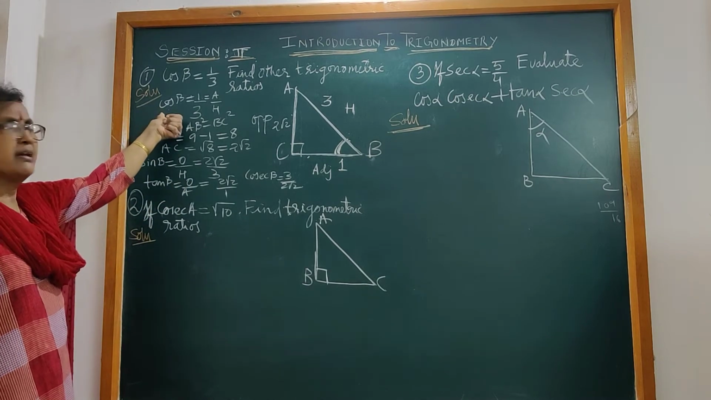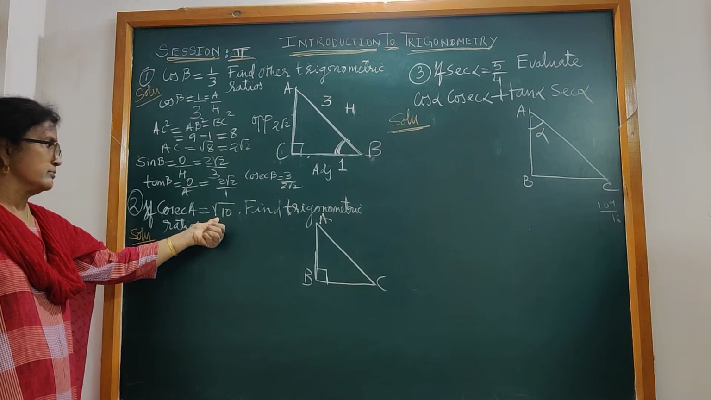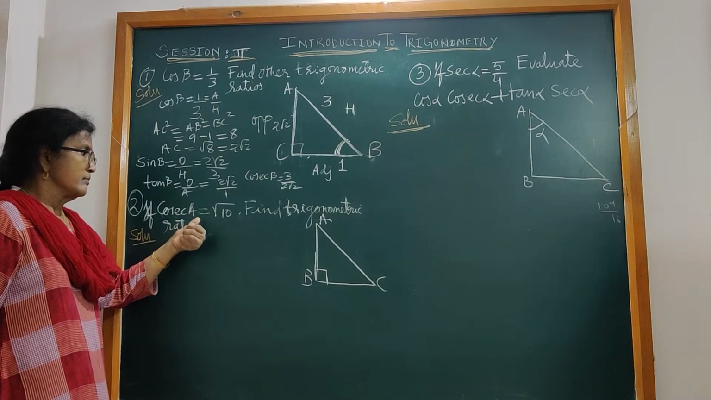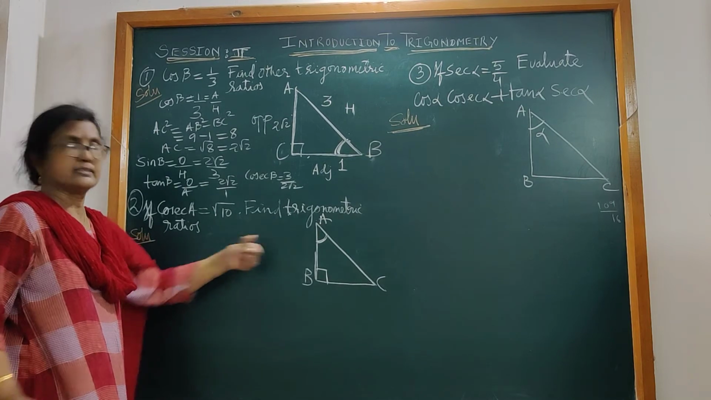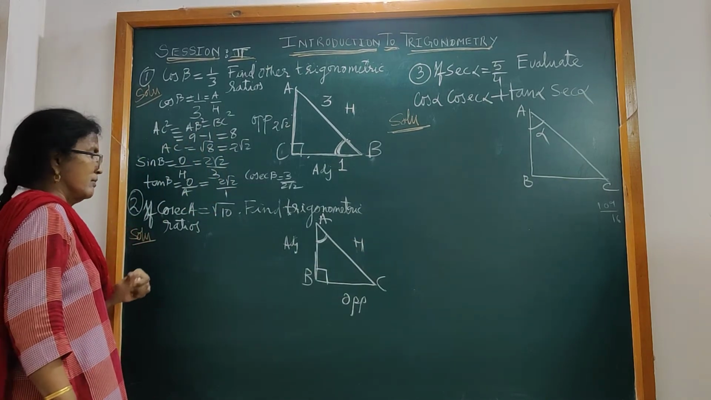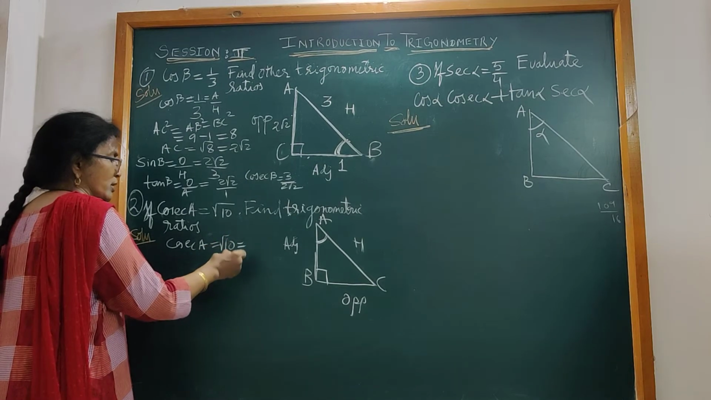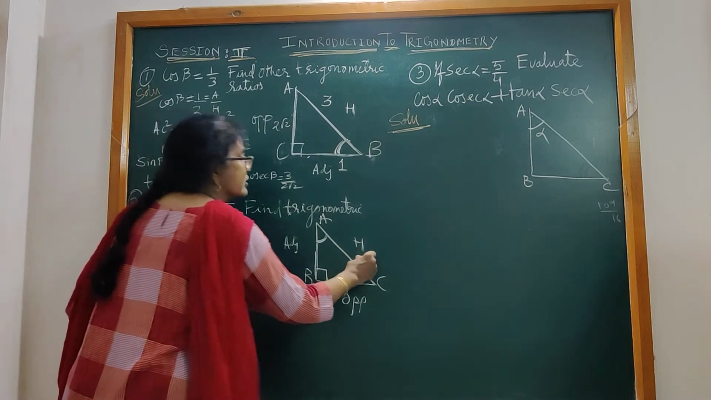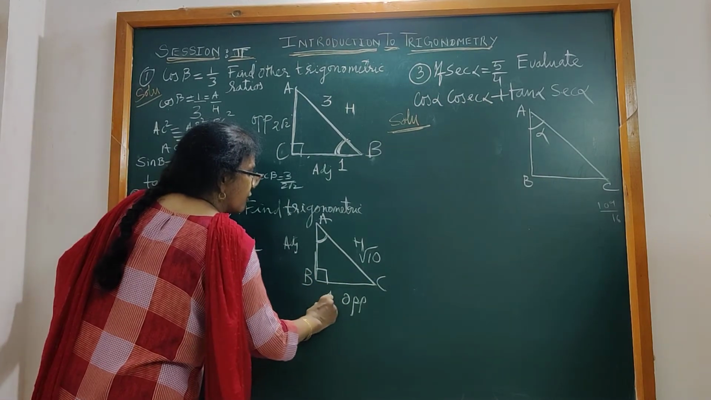In this way, if you are given one ratio, you can find out the other ratios. Now the next question is, cosec A is root 10. Find the trigonometric ratios. Here the acute angle is A. So I have taken B as 90. Mark this angle A. The angle should always be on the adjacent. So adjacent, opposite and hypotenuse. Cosec A is root 10. The ratio is hypotenuse upon opposite. Hypotenuse is root 10, so opposite becomes 1.